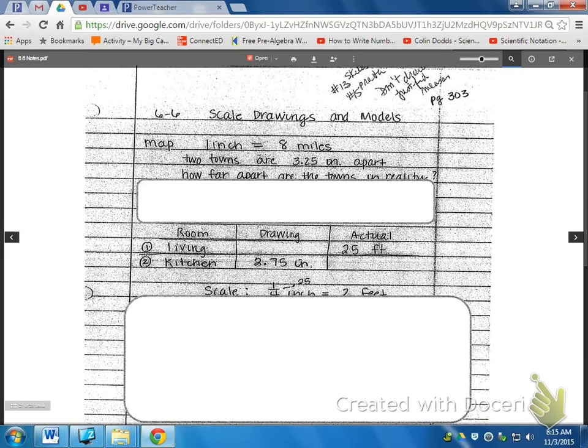Lesson 6-6, Scale Drawings and Models. So scale drawings are pretty prominent in the building industry. When a builder is going to start on a new house, he has the blueprints that show exactly all of the measurements and everything that needs to go into that house. And you realize it's on paper, so there's no way it could be the actual size. So it is drawn to scale.